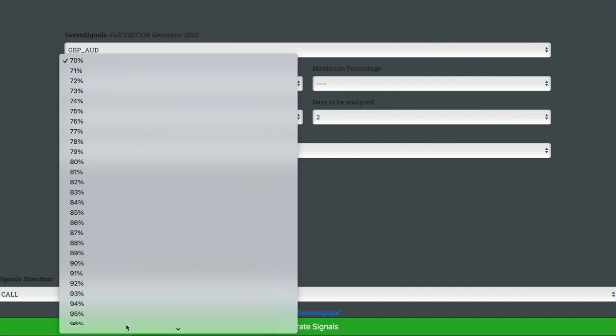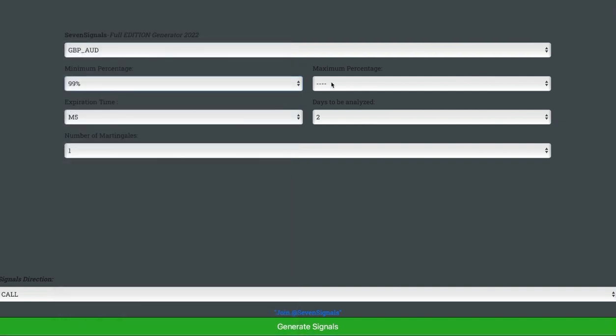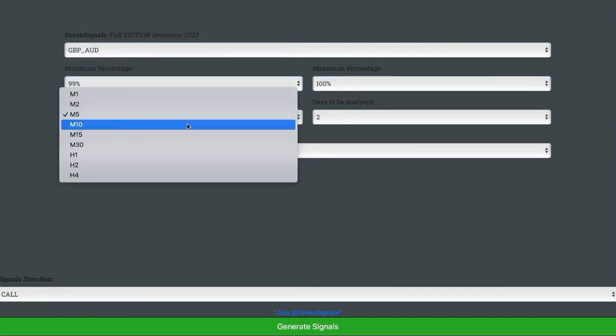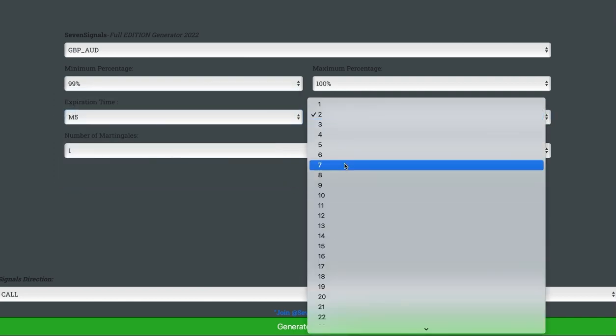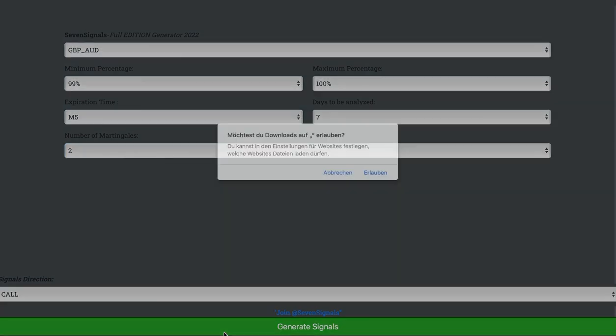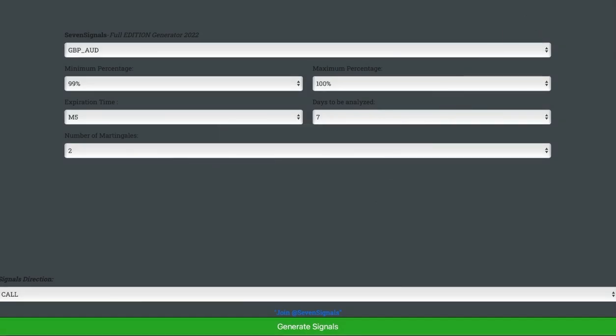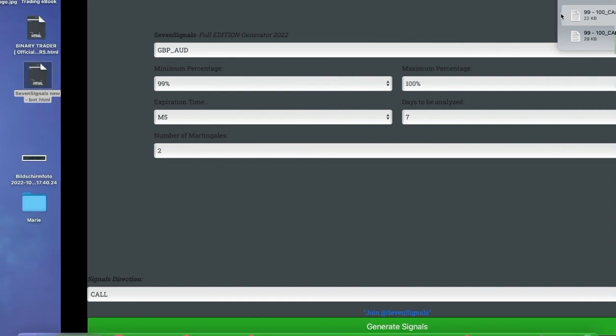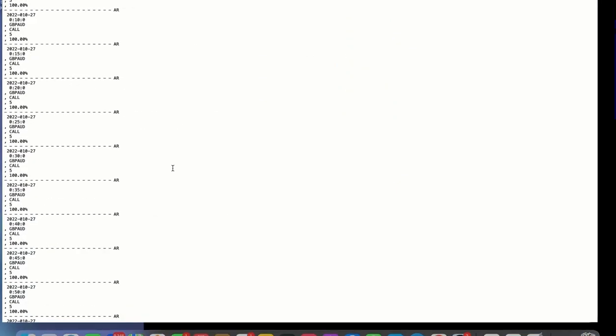First I analyze the chart and the currency with the most payout percentage. I check if it is an up or a downtrend. This time GBP/AUD is an uptrend, so I generate call signals. So the list with the signals are ready and we search for the current signal time.